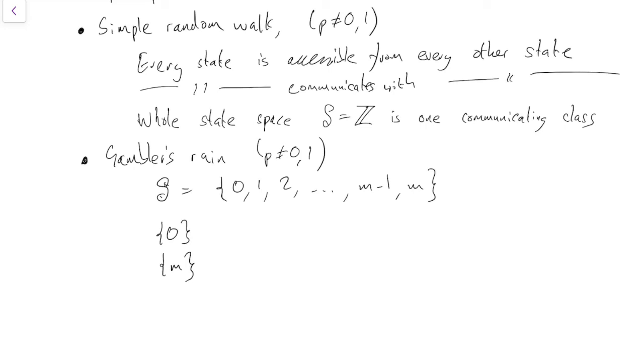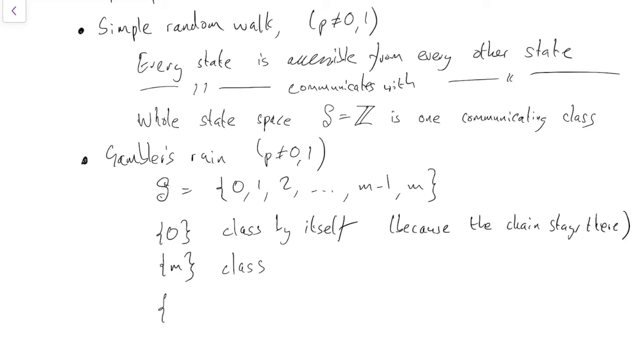So 0 doesn't communicate with any state. So 0 is a class by itself, because the chain stays there. But then, of course, the same is true of the state m, right? Once Alice has m pounds, she's got all the money and the game stops. So the Markov chain stays at m forever. So no other states are accessible from m. So no other states communicate with m. So that is also a class by itself.